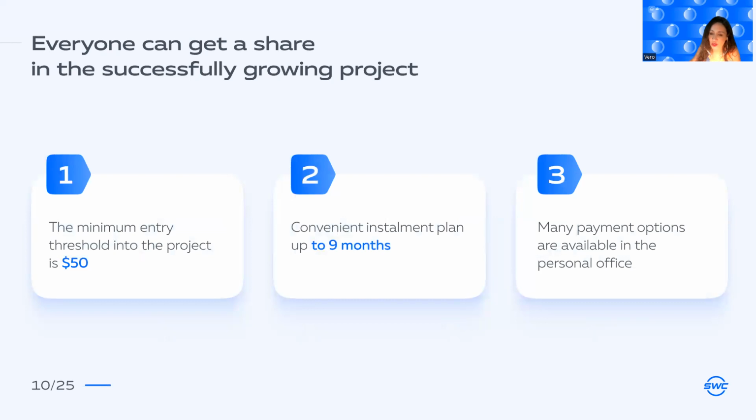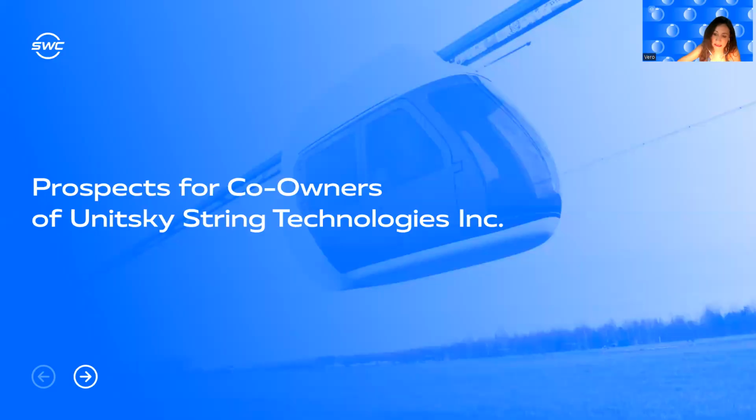Everyone can get a share in the successfully growing project. First, you can start with the minimum entry threshold into the project, which is $50. Second, a convenient installment plan of up to 9 months, for example. And third, many payment options are available in the personal office.